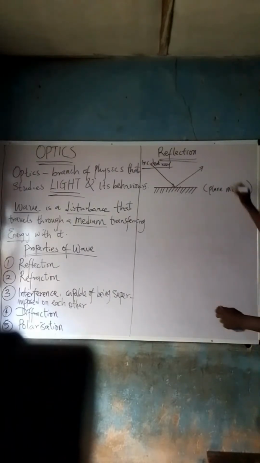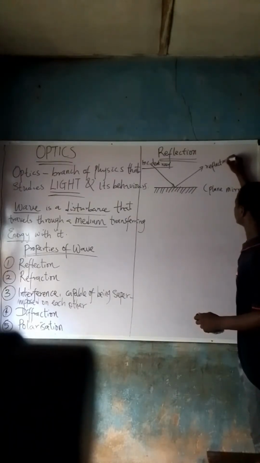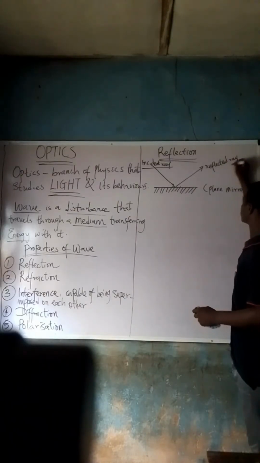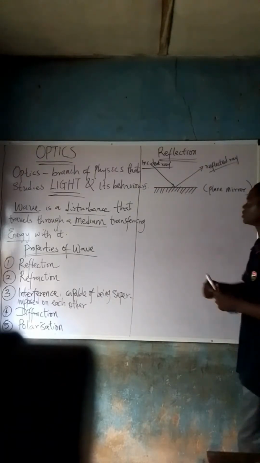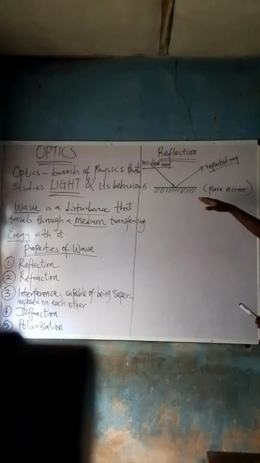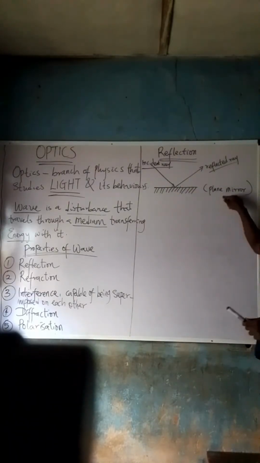This will now be the reflected ray. You don't need to cram much. It's just based on how things work on their own. The light wave is coming from this direction. It gets incident on this plane mirror surface, and then it will bounce off the surface. Okay?